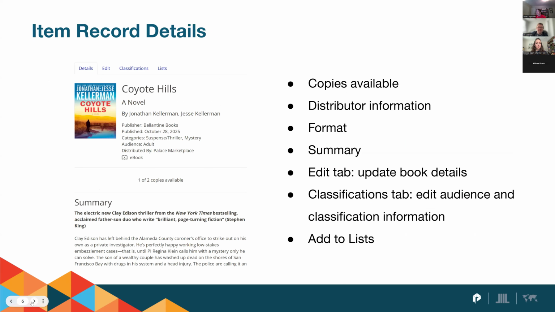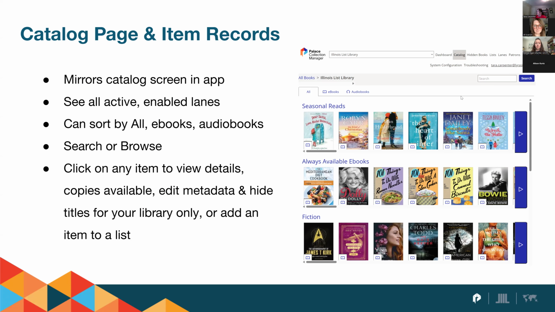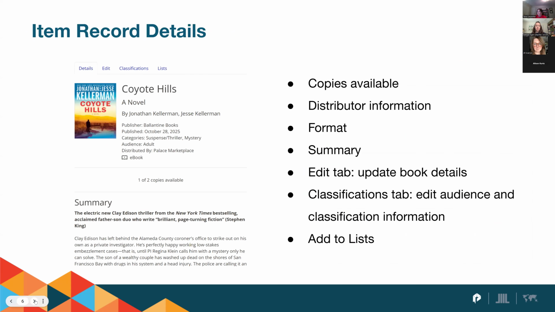And so when you go in, so here, let me go back for a second. So we're on the catalog screen here. So now I'm going to show you what happens when you click on a title. So say we click on Coyote Hills. This is what you'll see. So first it starts with the details tab right here.